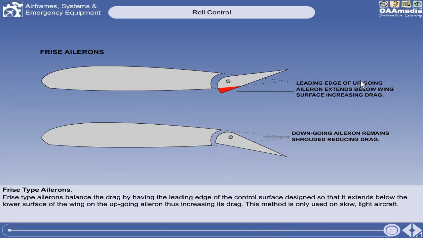So sa freeze type aileron, kapag na-deflect siya downward, so shrouded siya, no? I mean, magte-take effect lang siya kapag yung mismong aileron natin is naka-deflect upward. Pero kapag downward, so hindi yan. Walang mangyayari, walang effect yan primarily.